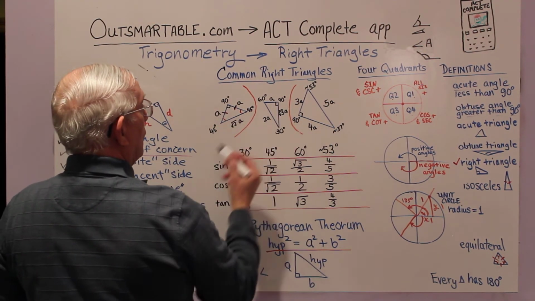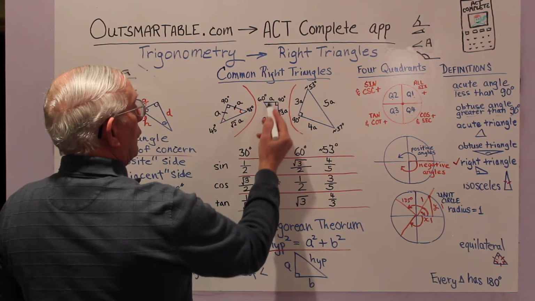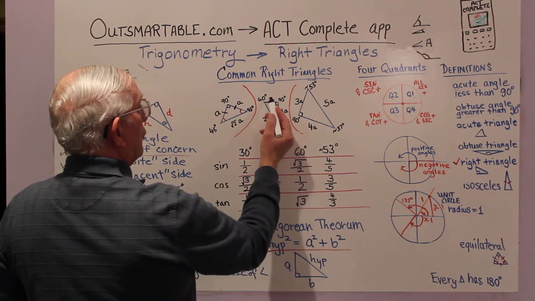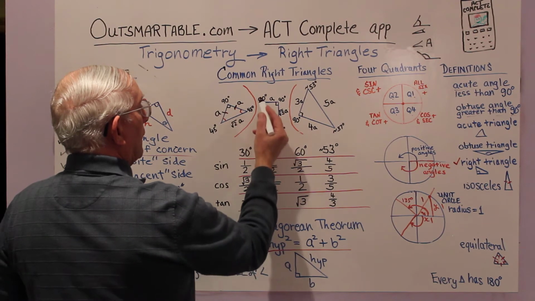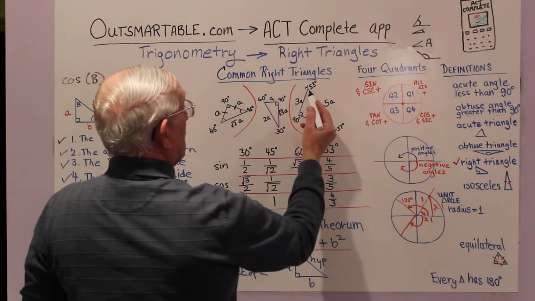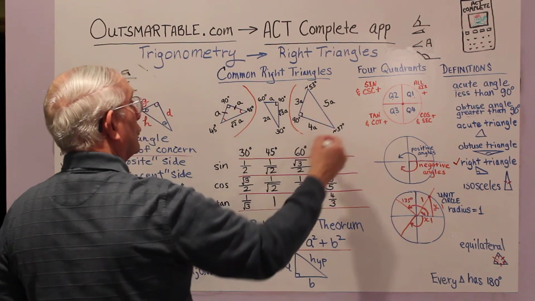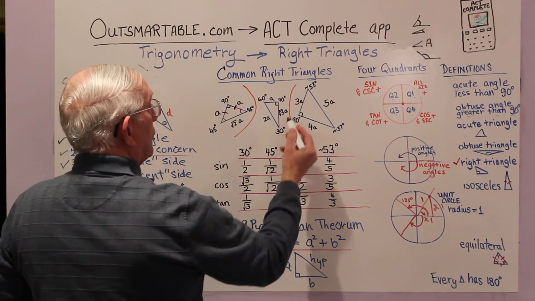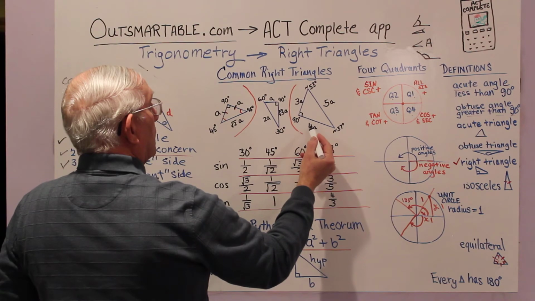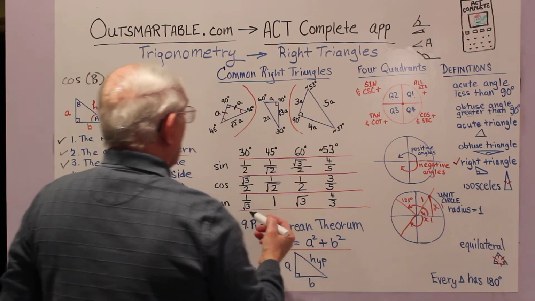30-60-90-degree right triangle: you can see that the side opposite the 30-degree angle is 1/2 the length of the hypotenuse. And if you have an approximately 53-degree angle, this is a very popular right triangle because the sides are proportionally 3, 4, and 5.